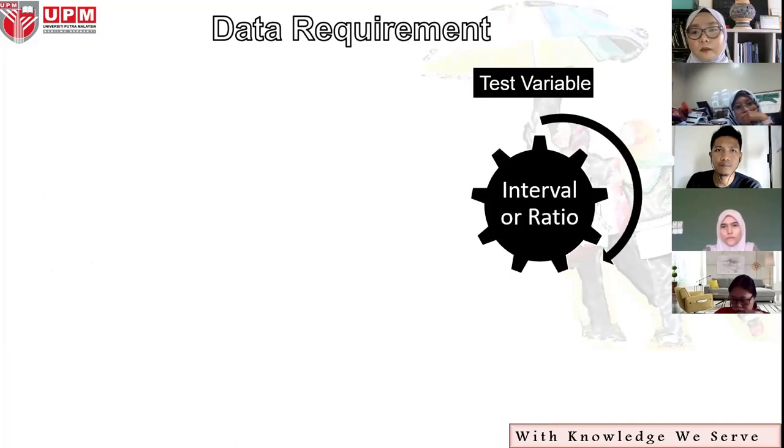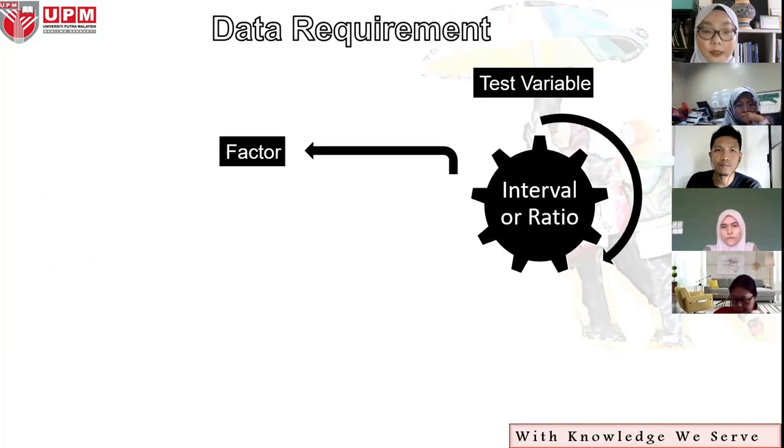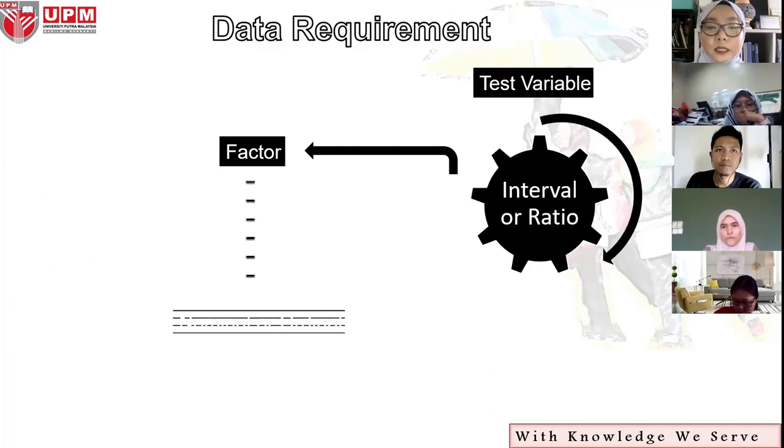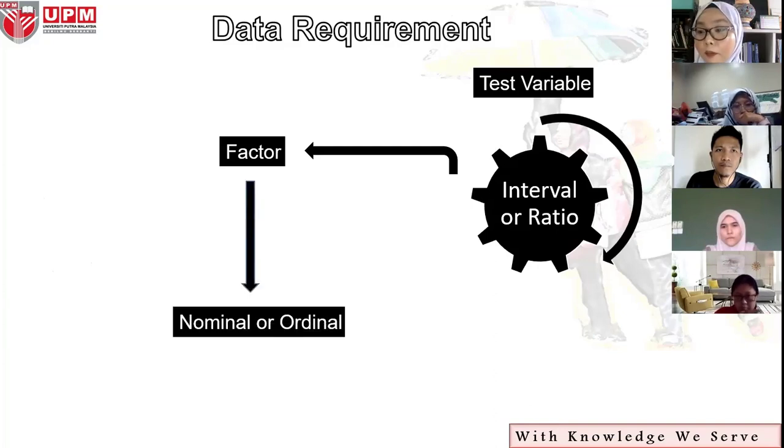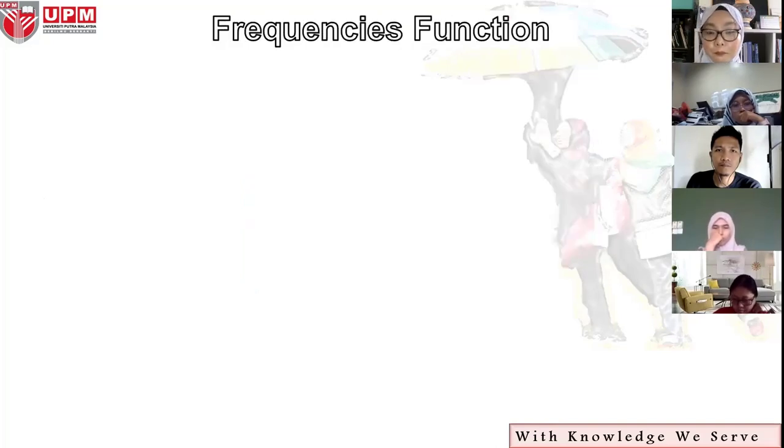Okay, so in terms of data requirement, we need to know exactly about our data, either it is interval or ratio, or in categorical form. Because the data will determine what kind of analysis that we will conduct and what type of output that we can get from the data. We need to know well about the attributes of our data set.